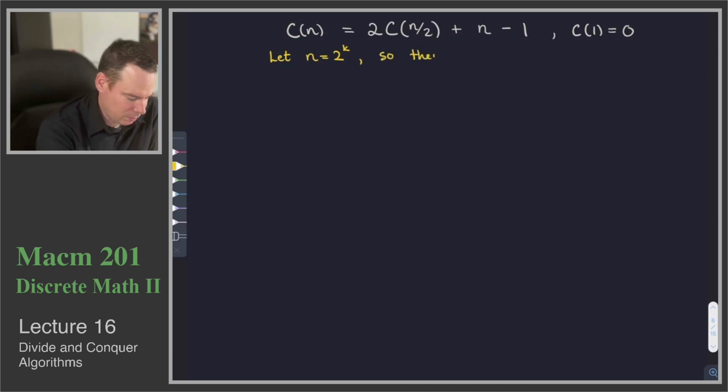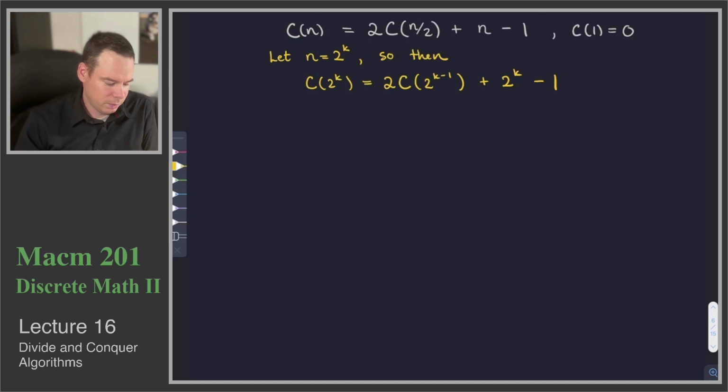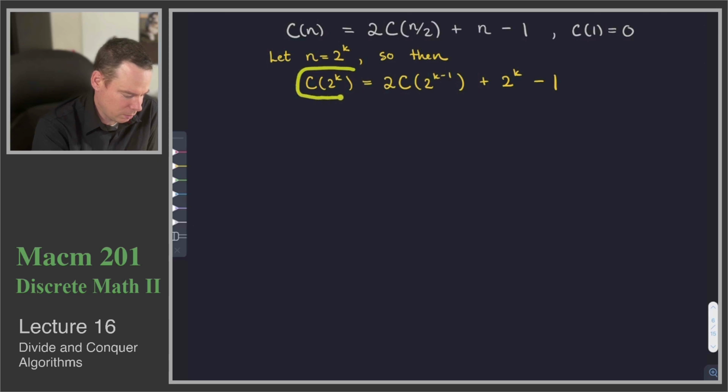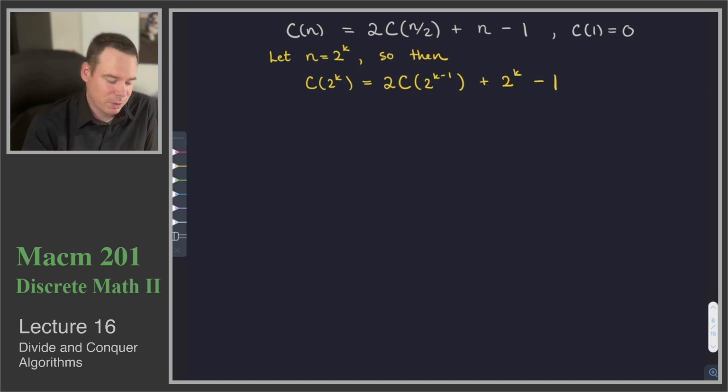So then, what does our recurrence relation become? Well, we get C(2^k) = 2C(n/2), and n divided by 2, that's 2^k divided by 2, so that's 2^(k-1), plus 2^k - 1. What we notice now is that this recurrence relation is relating this quantity, think of it as a function of k, to the same function, but now k is 1 less. So it just relates one term to the previous term.